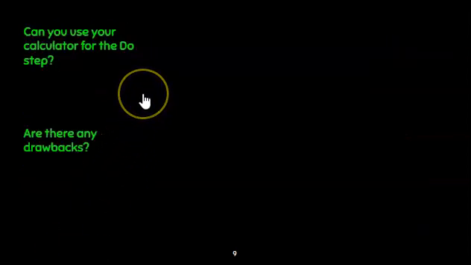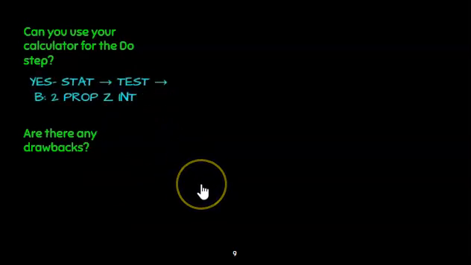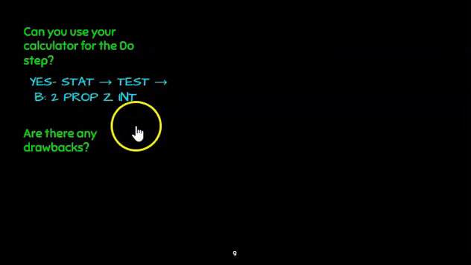Okay, so can you use the calculator for the do step? Absolutely, and you're going to want to because it's a big time saver on these timed tests. So you're going to use stat test B. It's 2 proportion Z interval. Don't use the 2 sample Z interval. Make sure to use the 2 proportion Z interval.